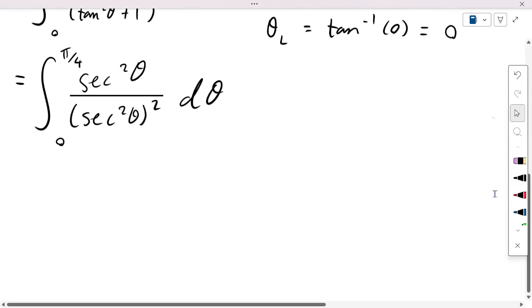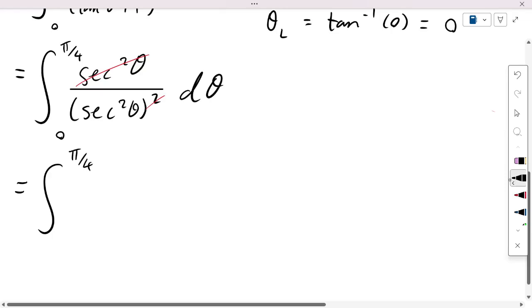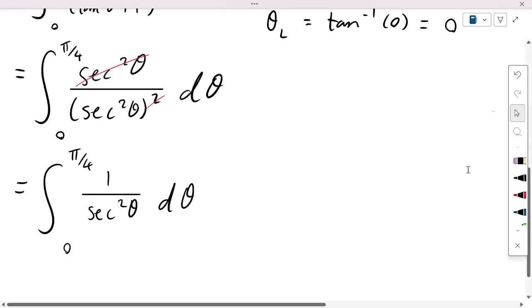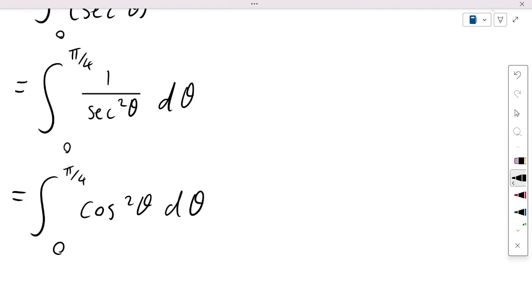Now what we can see over here is that we can cancel this with this over here. Then we'll get pi over 4 over here and 0 over here, and then we're going to get 1 divided by secant square theta with respect to theta. And then we can also write 1 over secant square theta as, so we're going to have upper and lower limits, I have to keep doing that, cosine square theta with respect to theta.